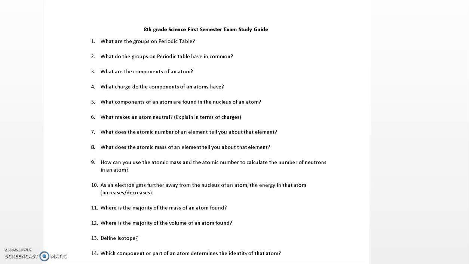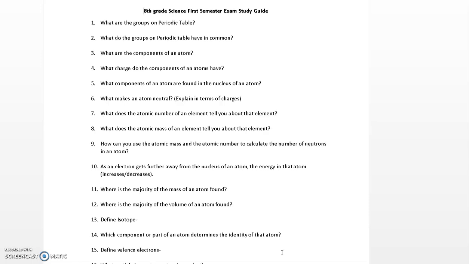For instance, you can have an element or an atom that has the same number of protons but different numbers of neutrons, and that is called an isotope. Number 14. Which component or part of an atom determines the identity of that atom? That would be the protons. The protons is the same as the atomic number, and the atomic number is how atoms are arranged on the periodic table. So that would have to be the protons.